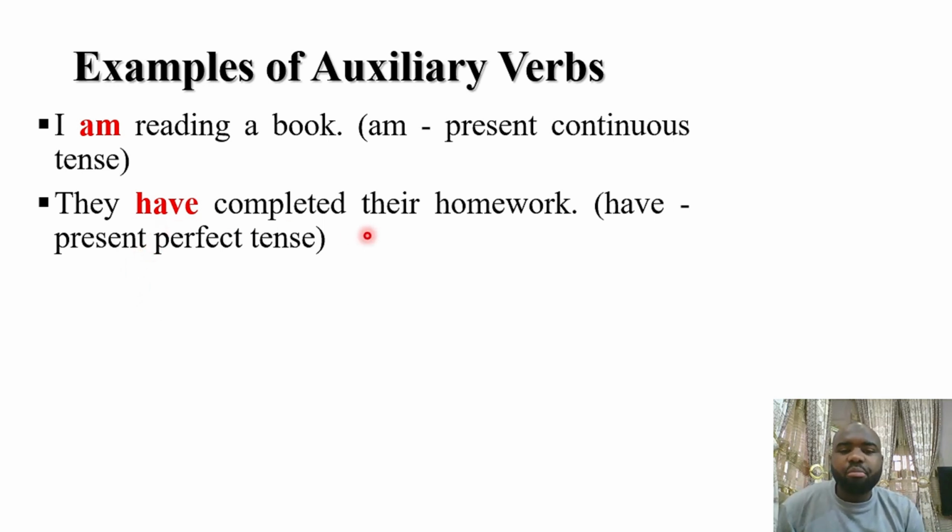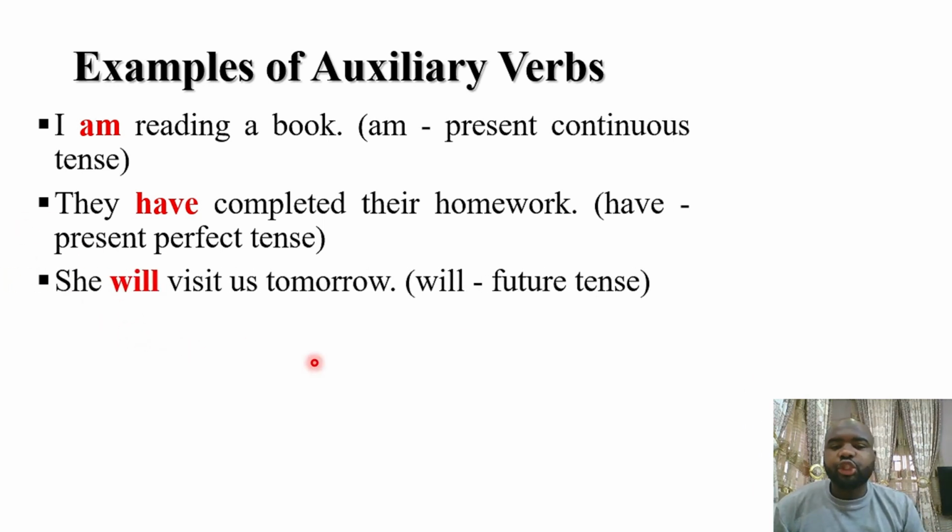Another example. They have completed their homework. Have completed. That means what? Have performs the present perfect tense, meaning the action that has just been completed or concluded. They have completed their homework. So you see, this is helping the main verb completed, showing that it is a present perfect tense.